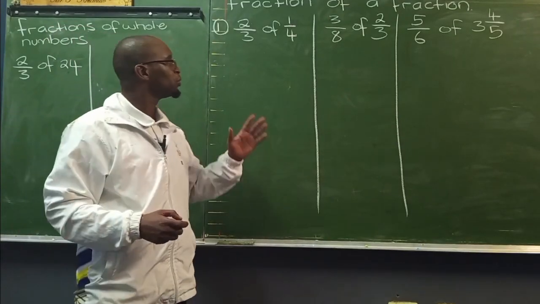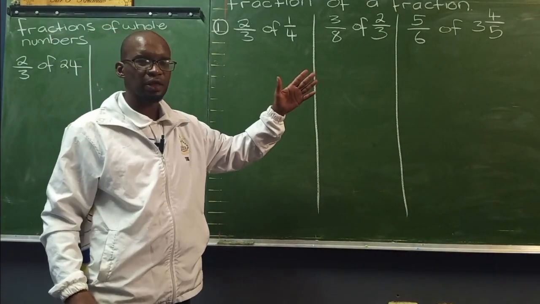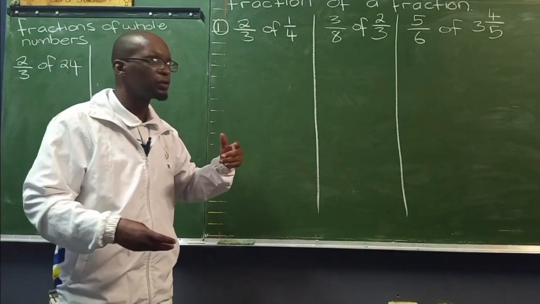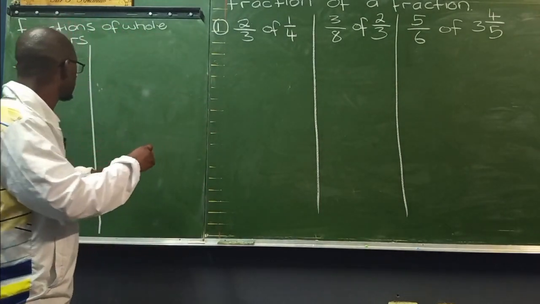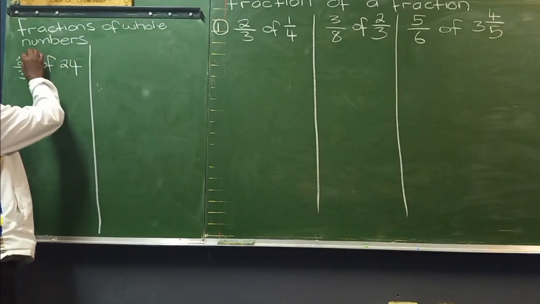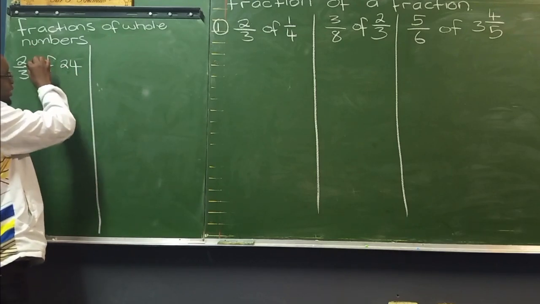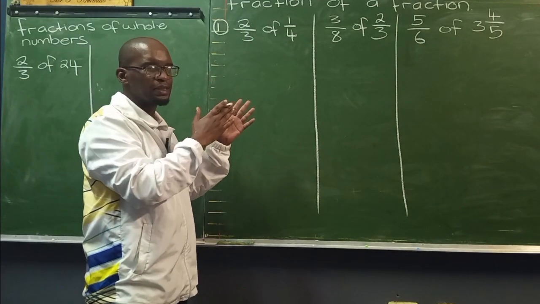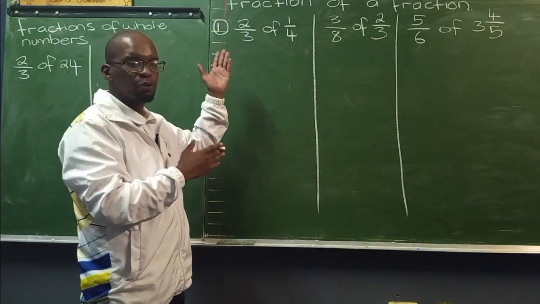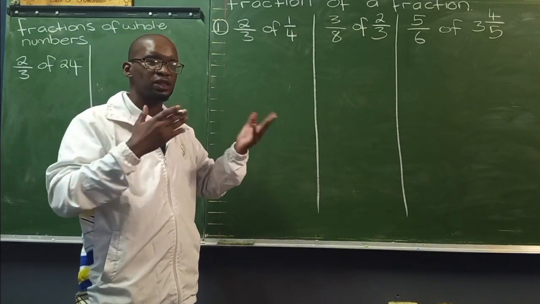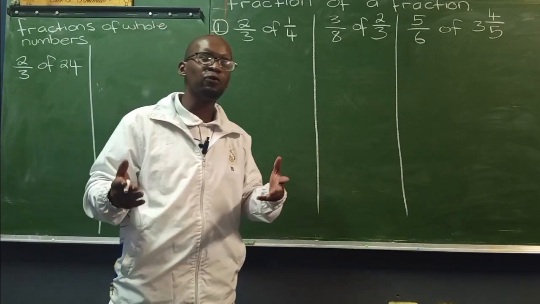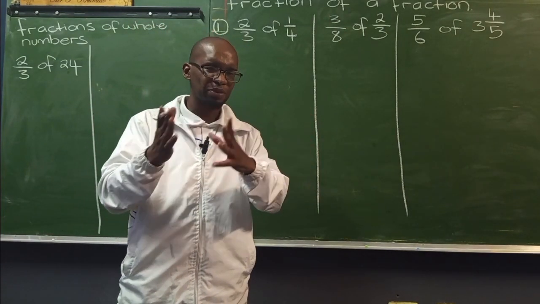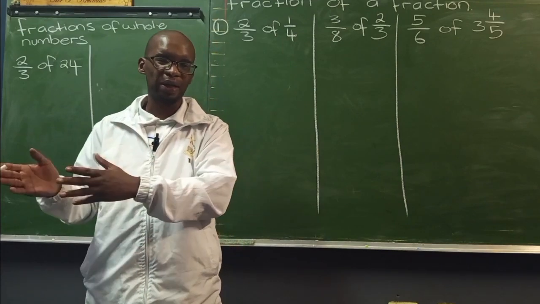Right, so before we look at a fraction of a fraction, we are going to look at a fraction of a whole number. The only difference between this and that is that in this particular case, we are calculating a fraction of a whole number, and in this case, we are calculating a fraction of a fraction, whereby we will be multiplying two fractions together. Now, if we look back, we'll remember that we can add and subtract fractions, and we can multiply them.